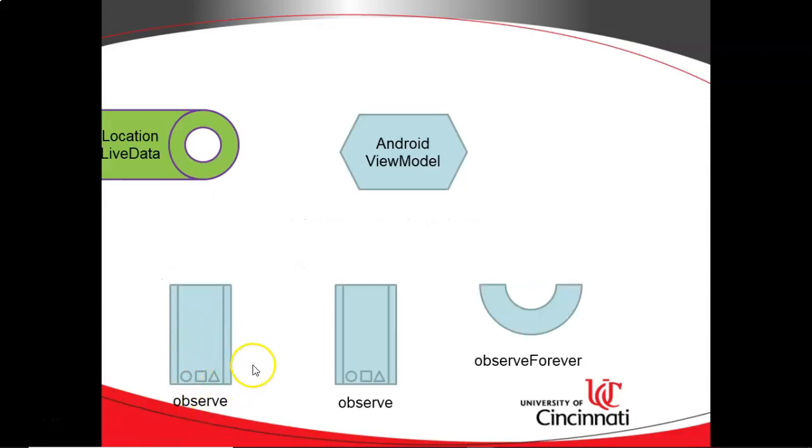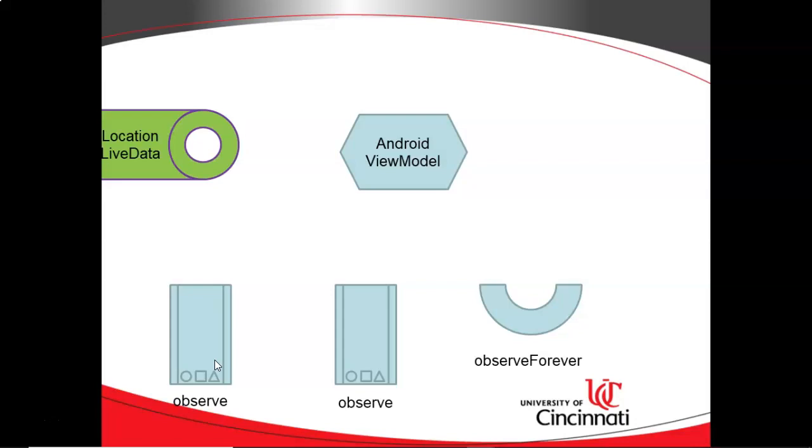Down at the bottom we have some items that are observing on live data. In other words, when they're turned and looking at the live data, they can see it, and when they're turned away, they don't see it. This would be an activity or a fragment within an application, essentially something that we want to show the GPS data.